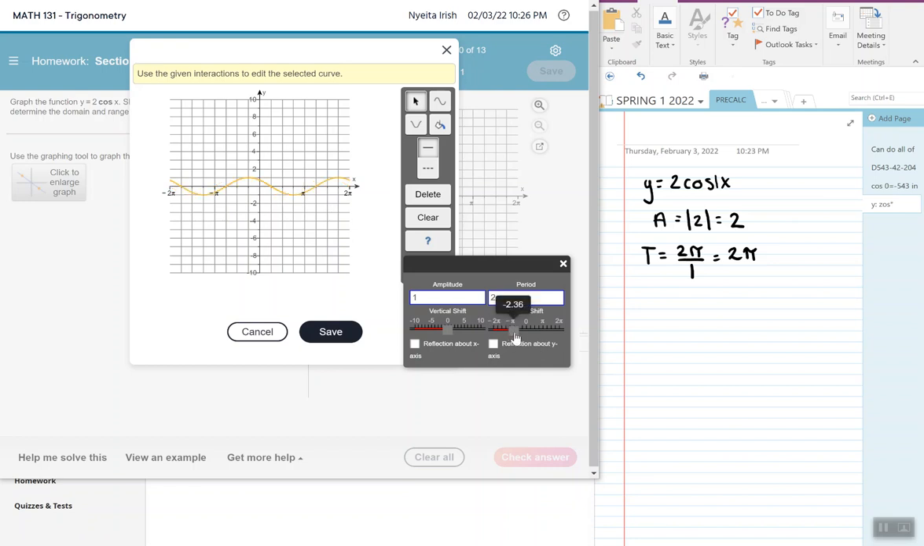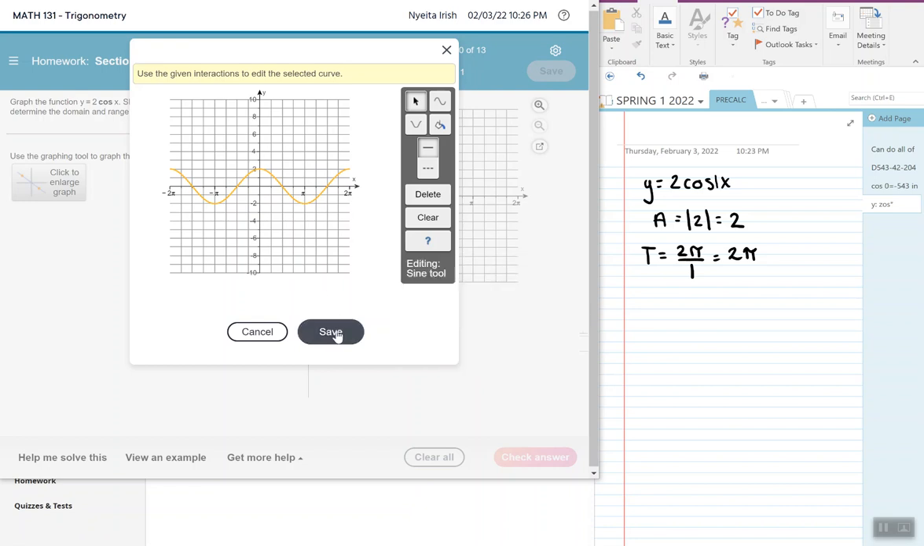I want that there. And then I need the amplitude to be 2. And then click and it goes up. Okay. And the period is 2 pi. That's what I wanted it to be. But like I said, I had to move it so that I started high, ended high, and then halfway in between I go low. That's what happens with the cosine function.